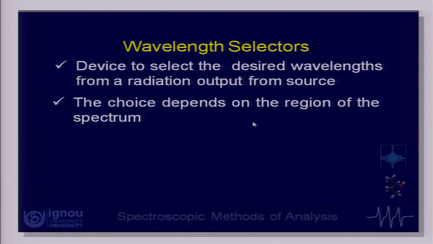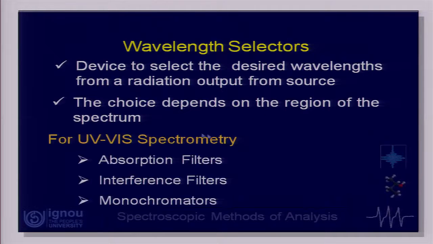Now, there are different types of wavelength selectors we use here, and the choice will depend on what region of the spectrum I am talking about. I mention this because wavelength selectors are used for all kinds of instrumentation. Right now, we are focusing only on UV visible spectrometry, but for other kinds of spectroscopy, say IR spectroscopy, we will again be using wavelength selectors, but they will be of a different type.